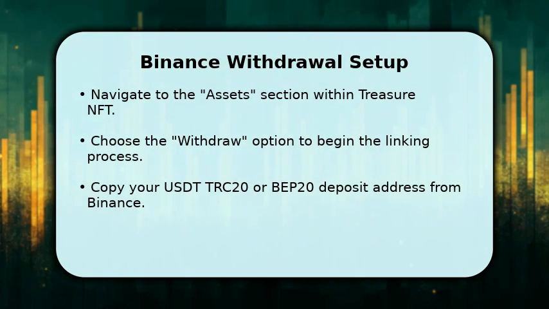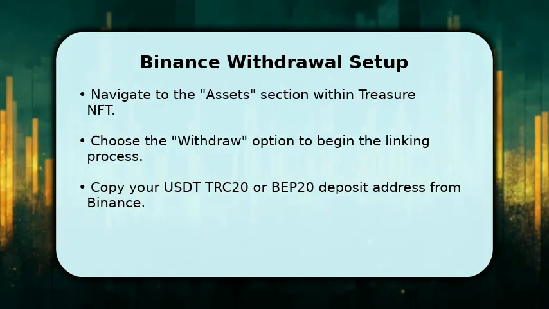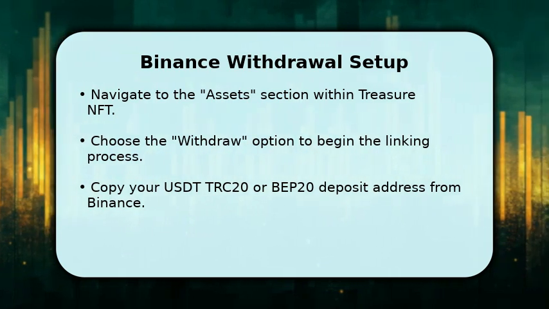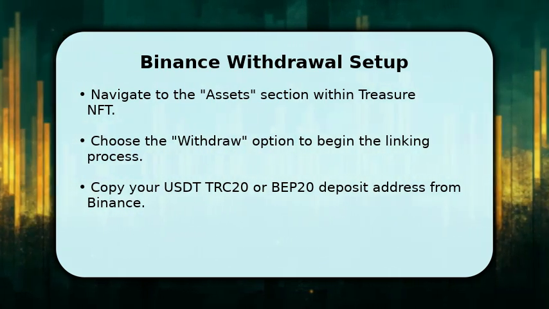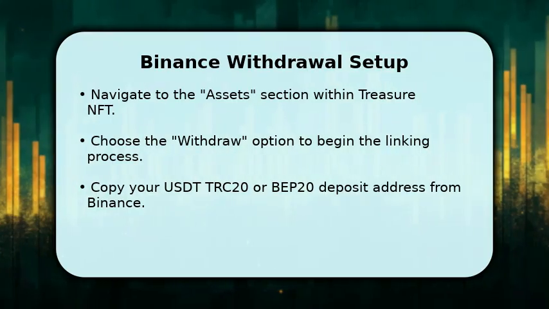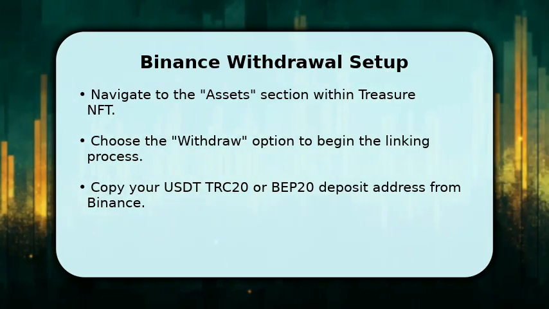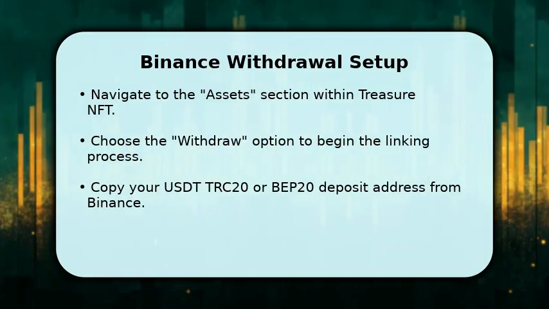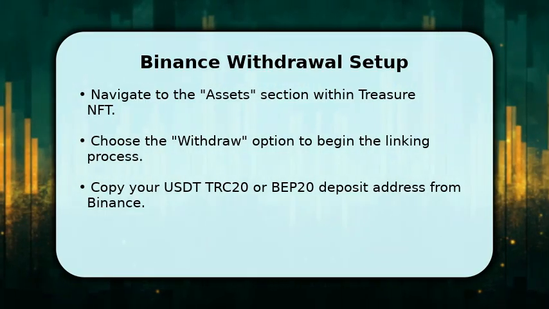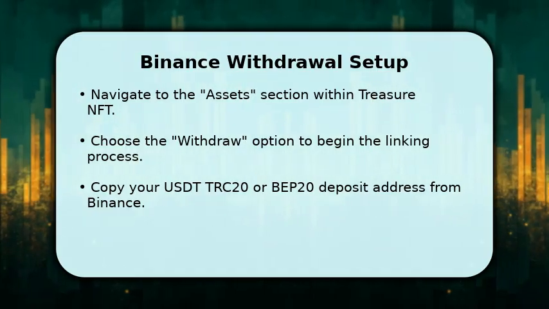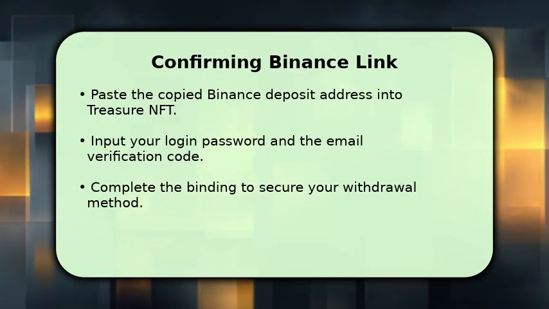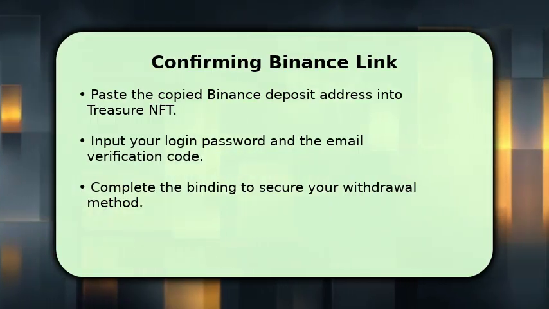First, let's link your Binance account for withdrawals. Log into your Treasure NFT account and find the Assets section. Click on Withdraw, and if your wallet isn't bound, you'll see a prompt to link it. Next, open your Binance account, go to Deposit, select UST, and choose either the TRC20 or BEP20 network to get your unique deposit address. Now, return to Treasure NFT and paste the Binance deposit address into the designated field.